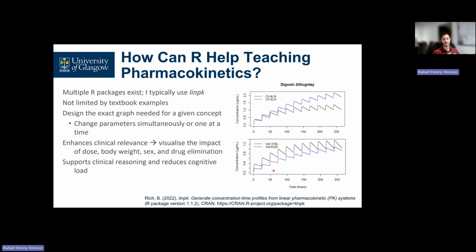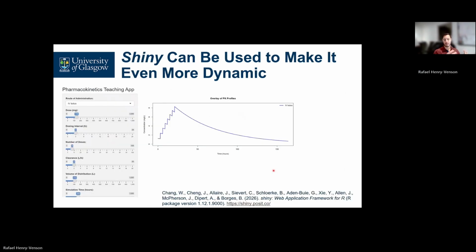So by doing this, I normally use the LIMPK package, and by doing this, I am not limited to textbooks, and I help students to link the parameters to actual clinical scenarios. I'm not going to cover the use of Shiny, but obviously that can be very helpful and provide a more interactive tool for the students.